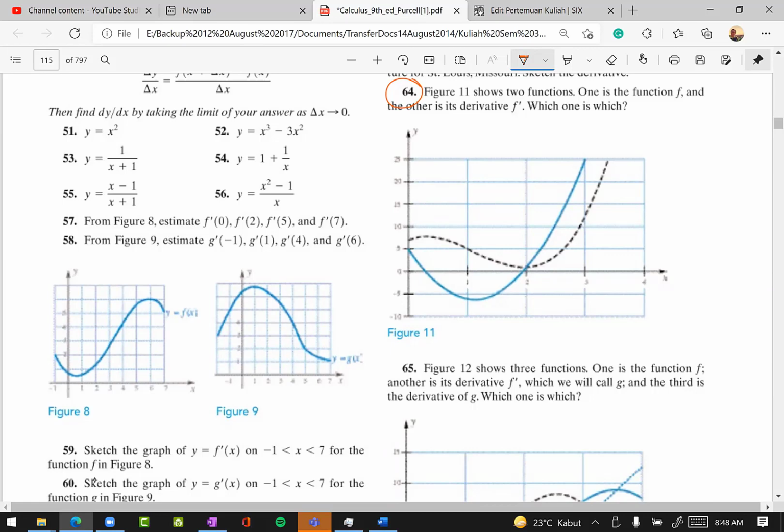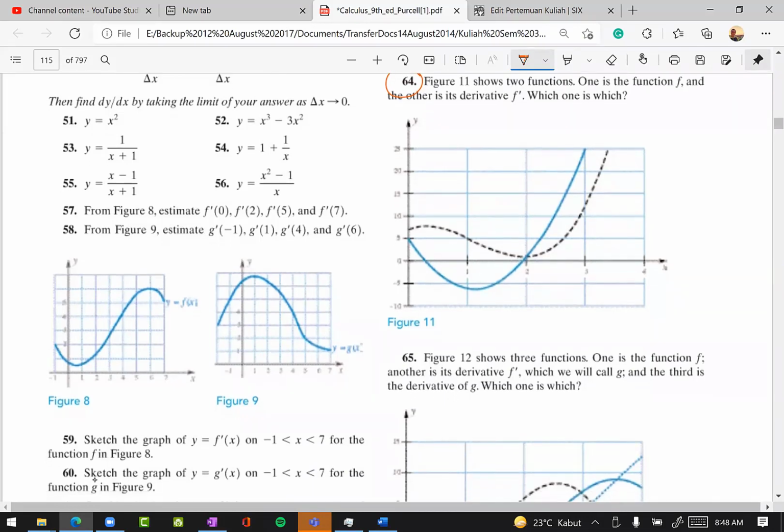So how we deal with this kind of problems. What we do here is, suppose we take this as just trial and error. Let's do first this is f. So we try to determine the sign chart for f prime from this f.